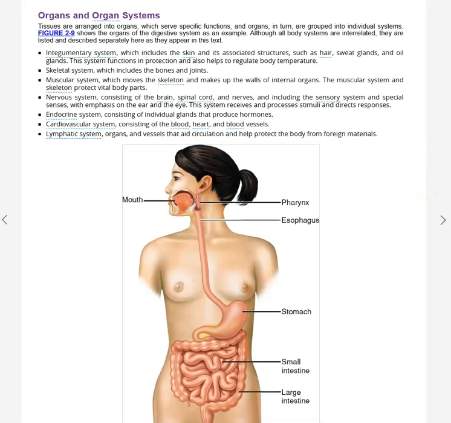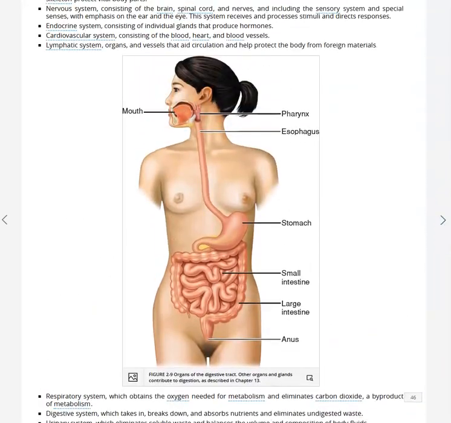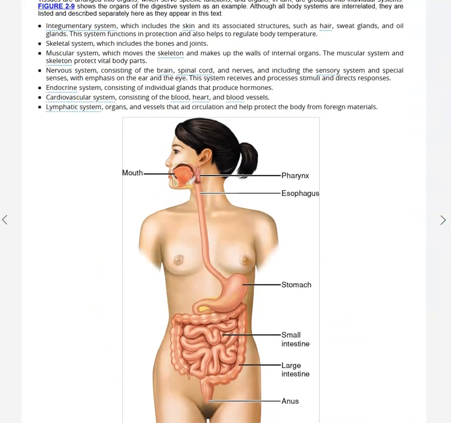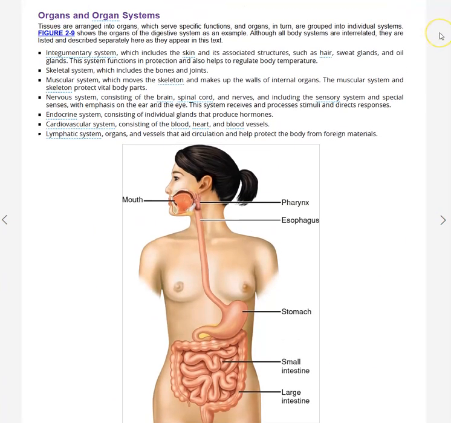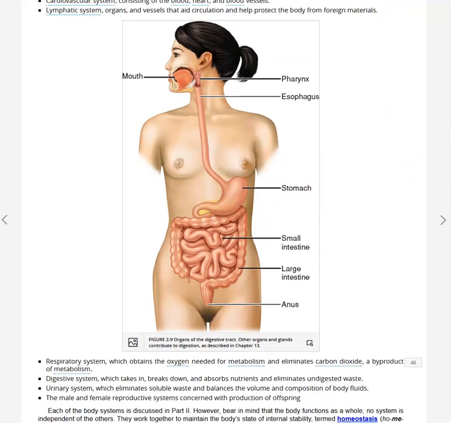Organs and organ systems is listed. What page? Hang on, let me see what page I really am on. 46, I think. 45, 46. So this chapter is an overview of the body systems, or the body structures, I should say. We're going to get into the systems in the coming chapters. But just make sure you understand the difference between the skin system, skeletal, muscle, nervous, endocrine, cardiovascular, lymphatics, all listed there for you. Here's a great brief review of our digestive anatomy listed there.